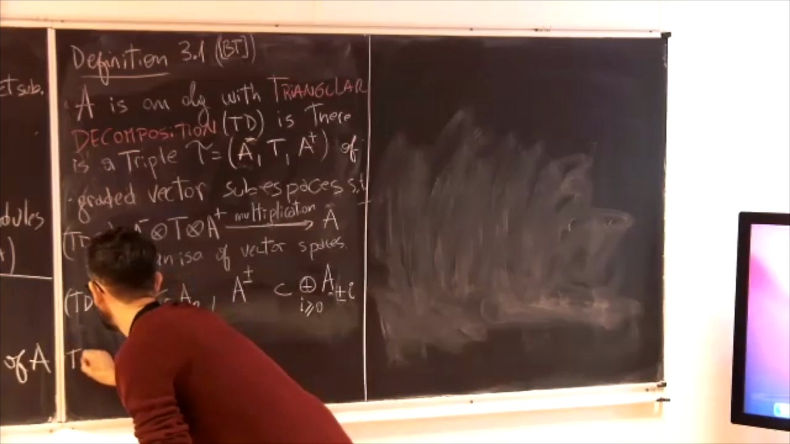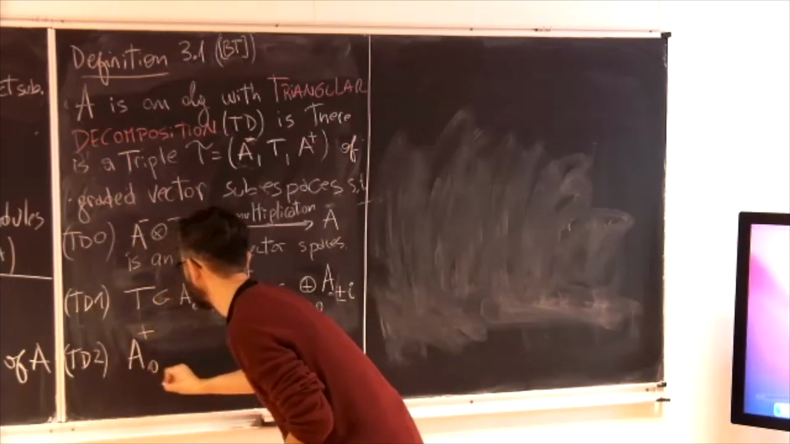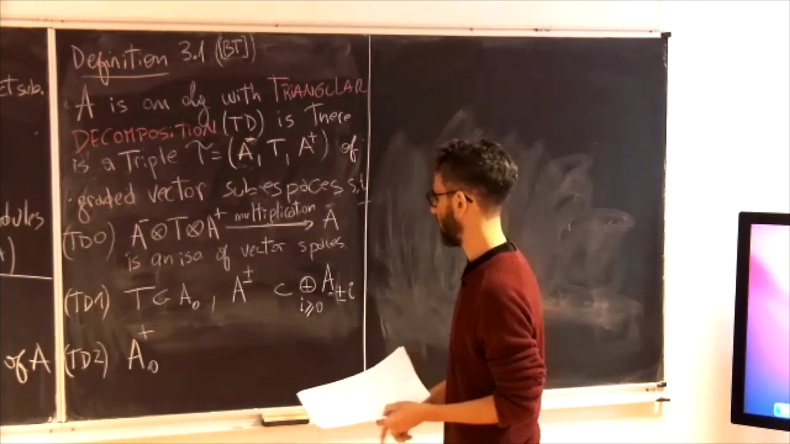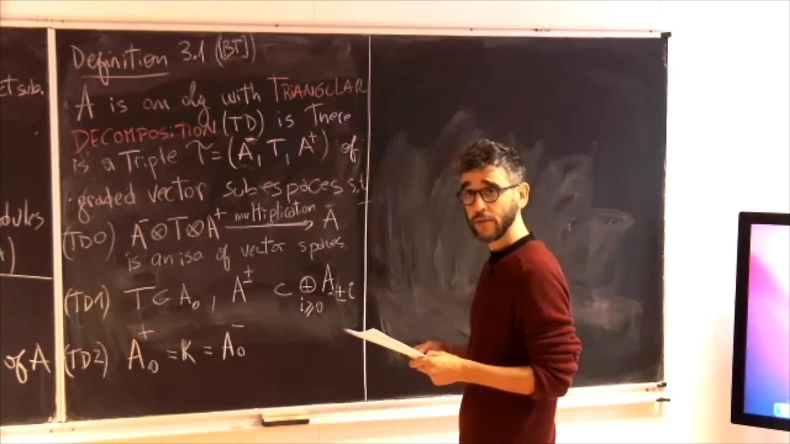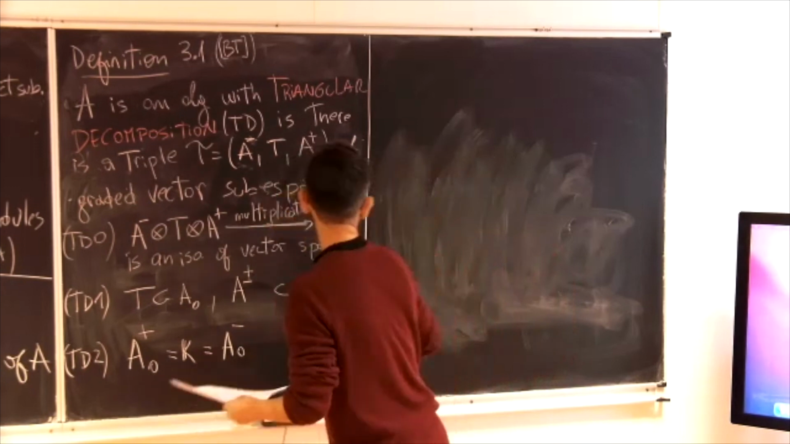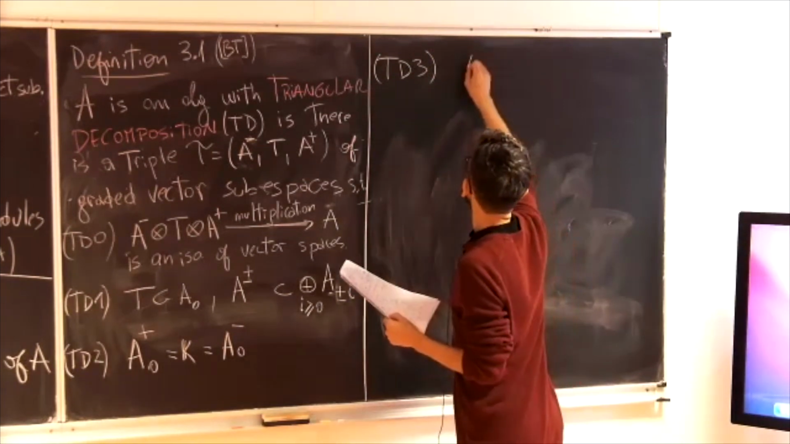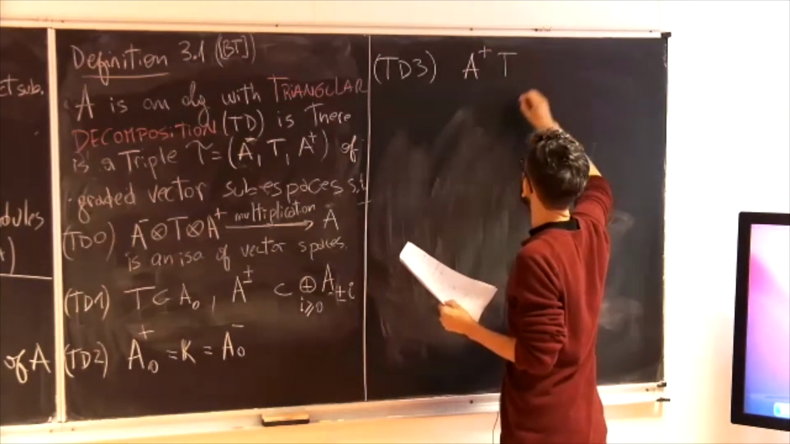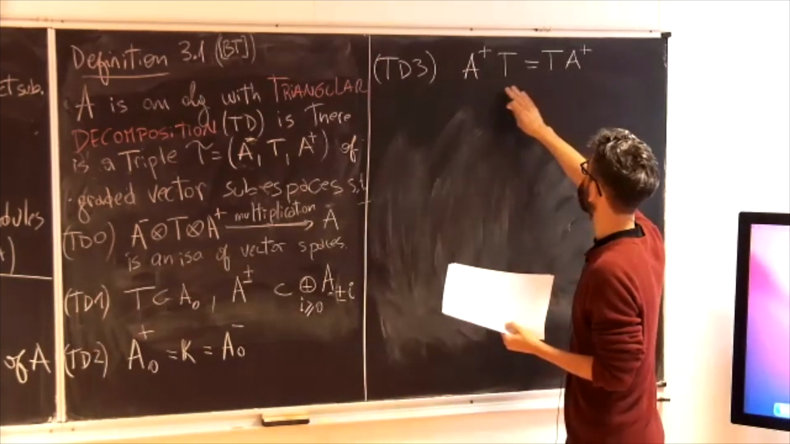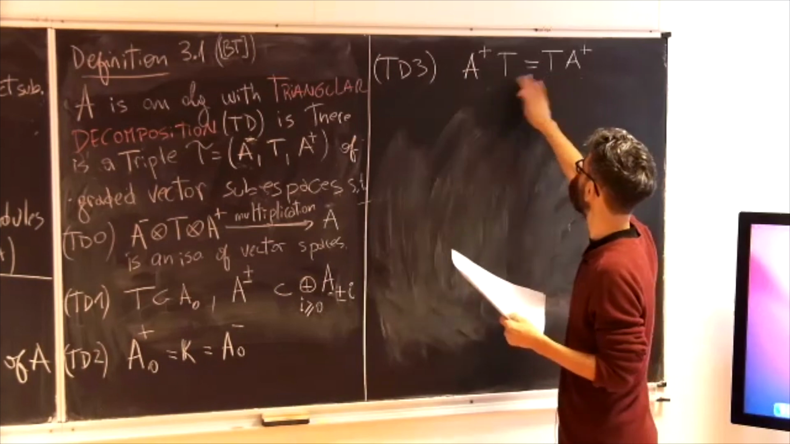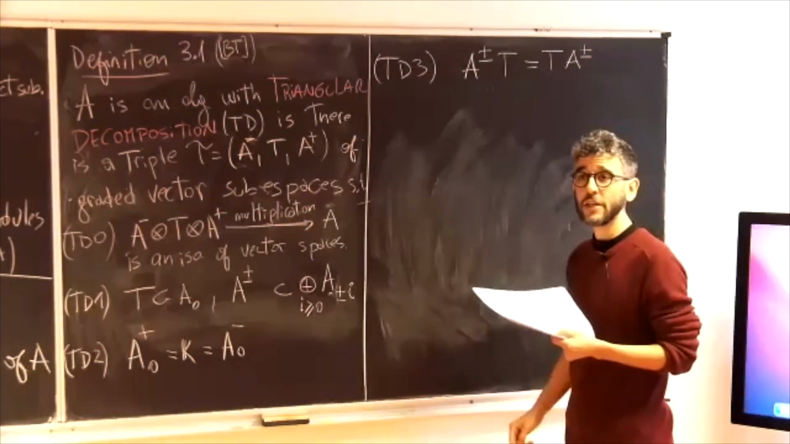The other condition that they have to satisfy is that if you consider the zero degree part of A plus, it is just the field, and the same for the negative part. And we have two conditions more. The third one is that if you multiply the positive part with T, you obtain the same subspace if you multiply it in the twisted way. But this does not mean that they commute, just that they agree as subvector spaces. And the same holds if you consider the negative part.